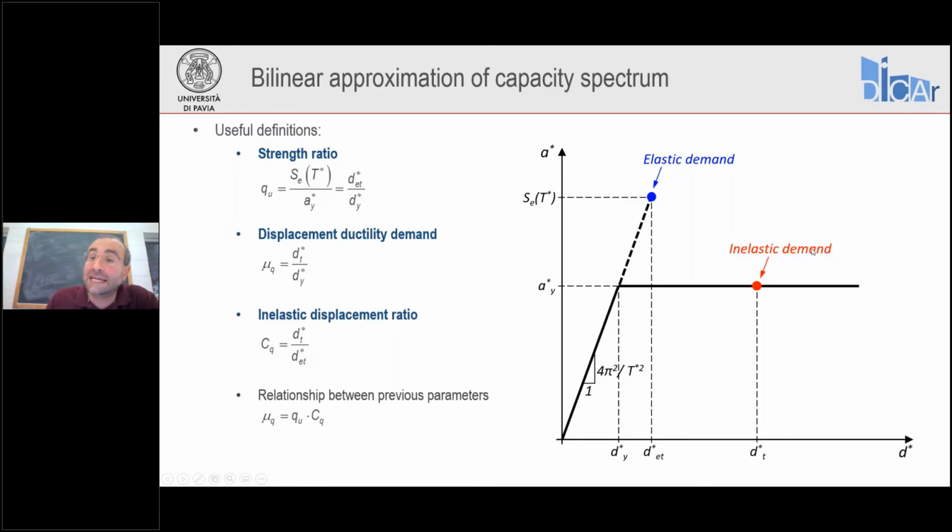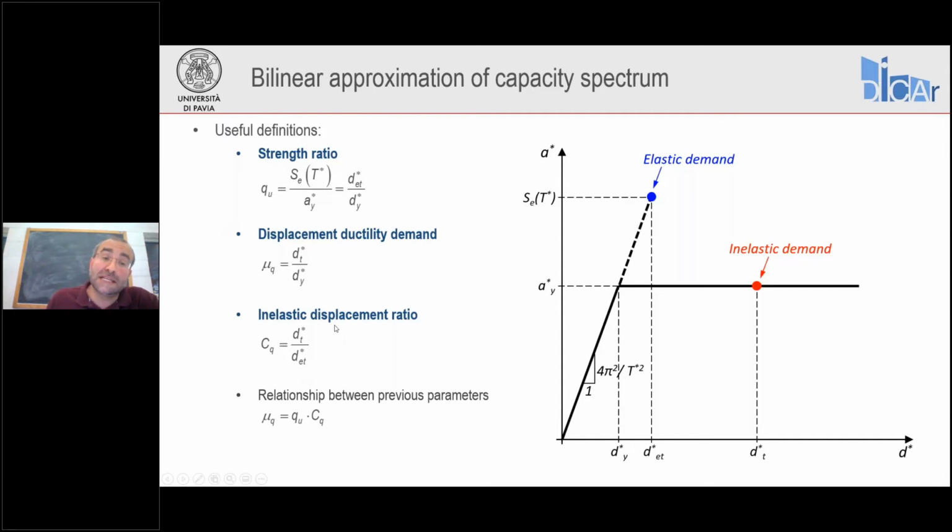Be careful, because the inelastic demand generally is larger than the elastic demand. You see, D star T, which is the inelastic demand, is generally greater than D star ET, the elastic displacement demand. The ratio between D star T and D star Y, the yield displacement of the bilinear relationship, defines our mu sub Q. Why this subscript Q? Well, because we can define this ductility demand in terms of the given strength ratio.